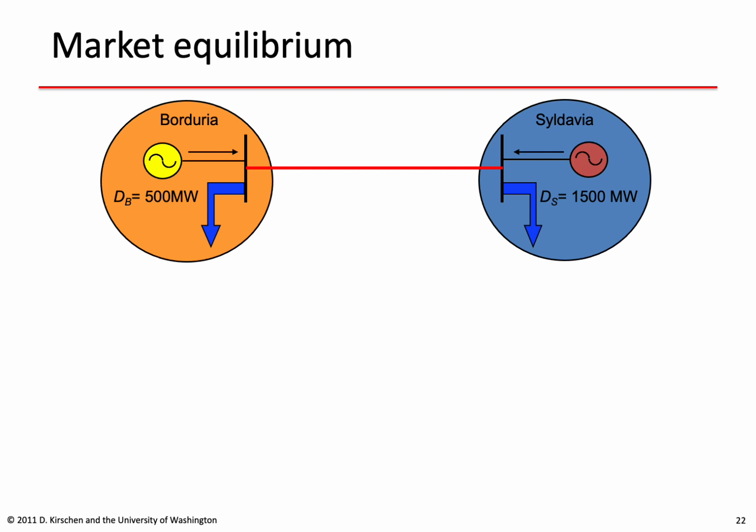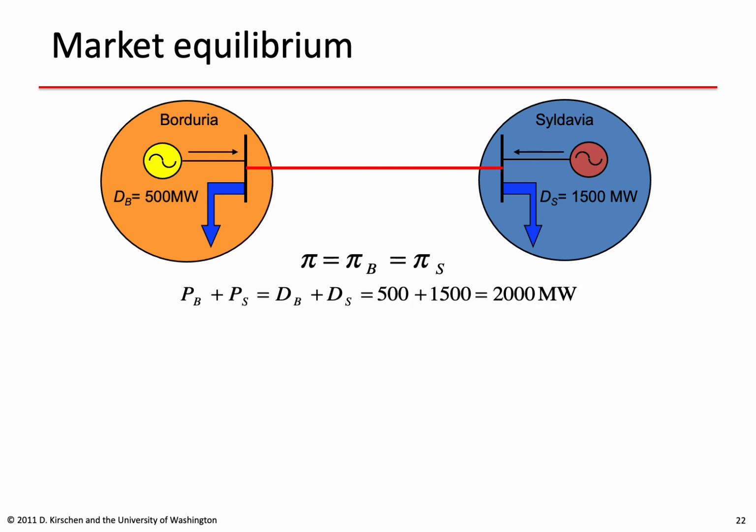So what we need to find is a market equilibrium. Well, market equilibrium would mean that we have the same price in Borduria and in Syldavia, and that demand would be satisfied. In this case, we have assumed that the demand does not change with the price, so we must have that the production in Borduria plus the production in Syldavia must be equal to the demand in Borduria plus the demand in Syldavia, which is 500 plus 1500, or 2000 megawatts.